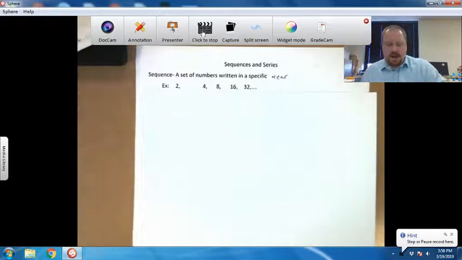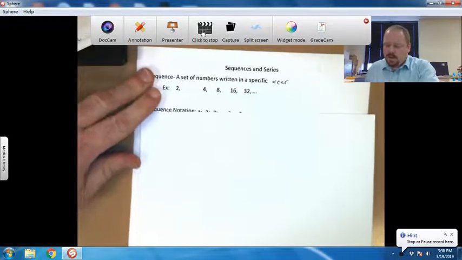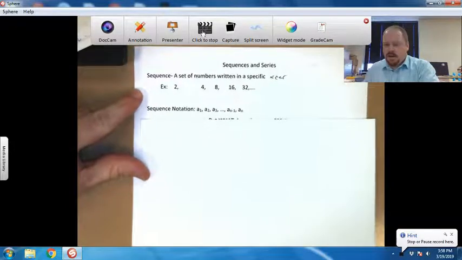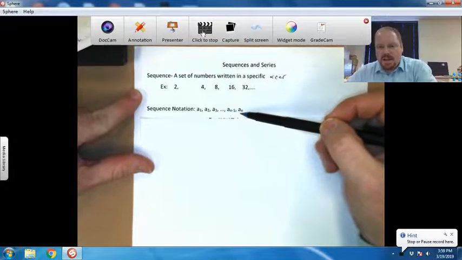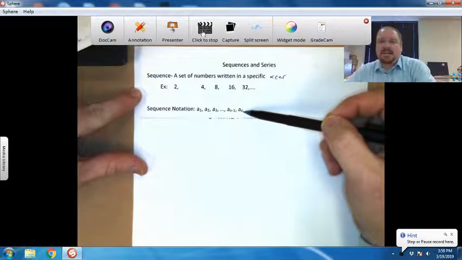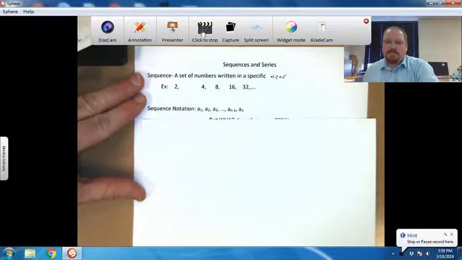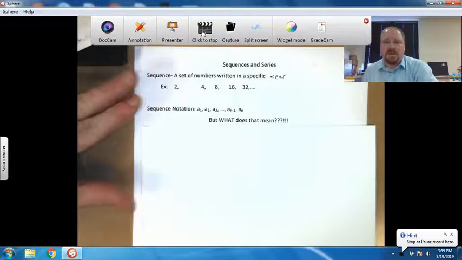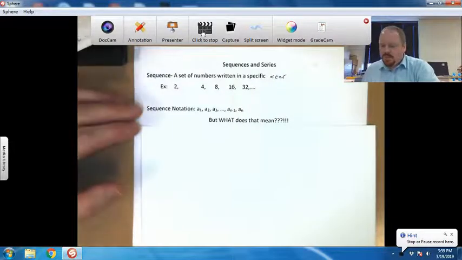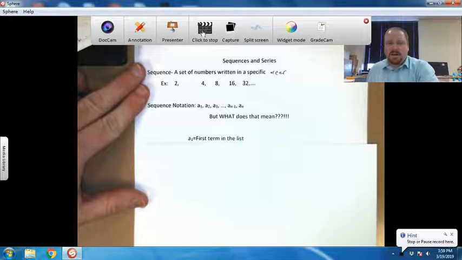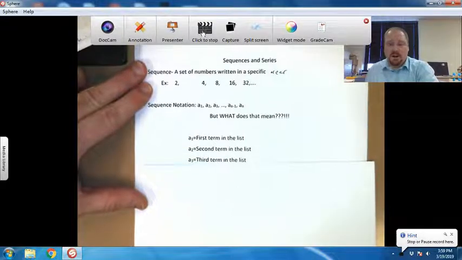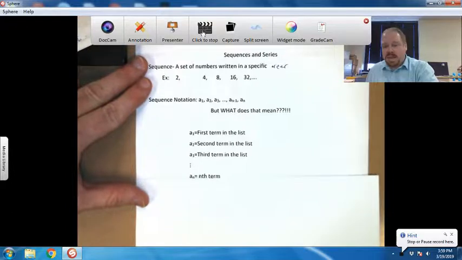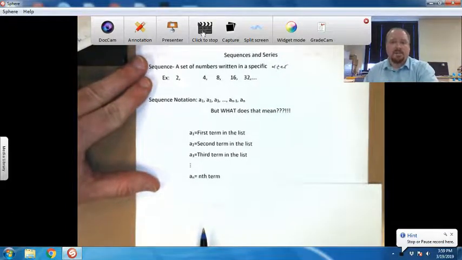Okay? Now, the notation that we're going to use looks like this. And these are all subscripts. So a sub 1, a sub 2, a sub 3, ... a sub n minus 1, and a sub n. Okay? But the number one question I get from this is, what does that mean? Okay? So, breaking it down, a sub 1 is the first number in the list. A sub 2 is the second number in the list. A sub 3 is the third number, and so on, until we get all the way down to the nth term in the list, which is just the last number in the list.